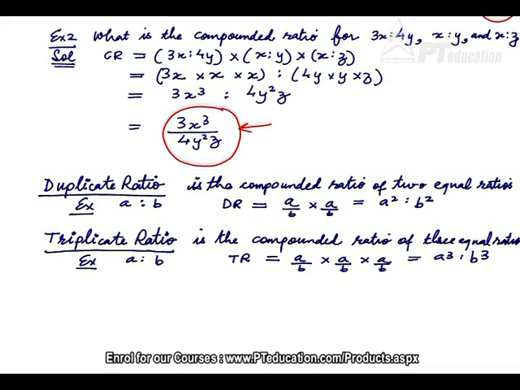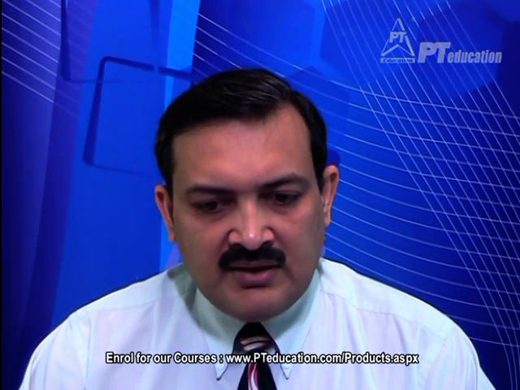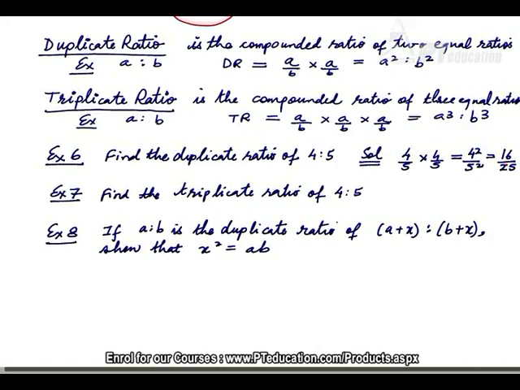So now we can take up 3 good examples to illustrate duplicate and triplicate ratios. Here are the examples. Examples 6, 7 and 8. Example 6 reads, find the duplicate ratio of 4 is to 5. Example 7, find the triplicate ratio of 4 is to 5. And example 8, if a is to b is the duplicate ratio of a plus x is to b plus x, show that or prove that x square is equal to ab. Let us solve examples 6, 7 and 8 now.